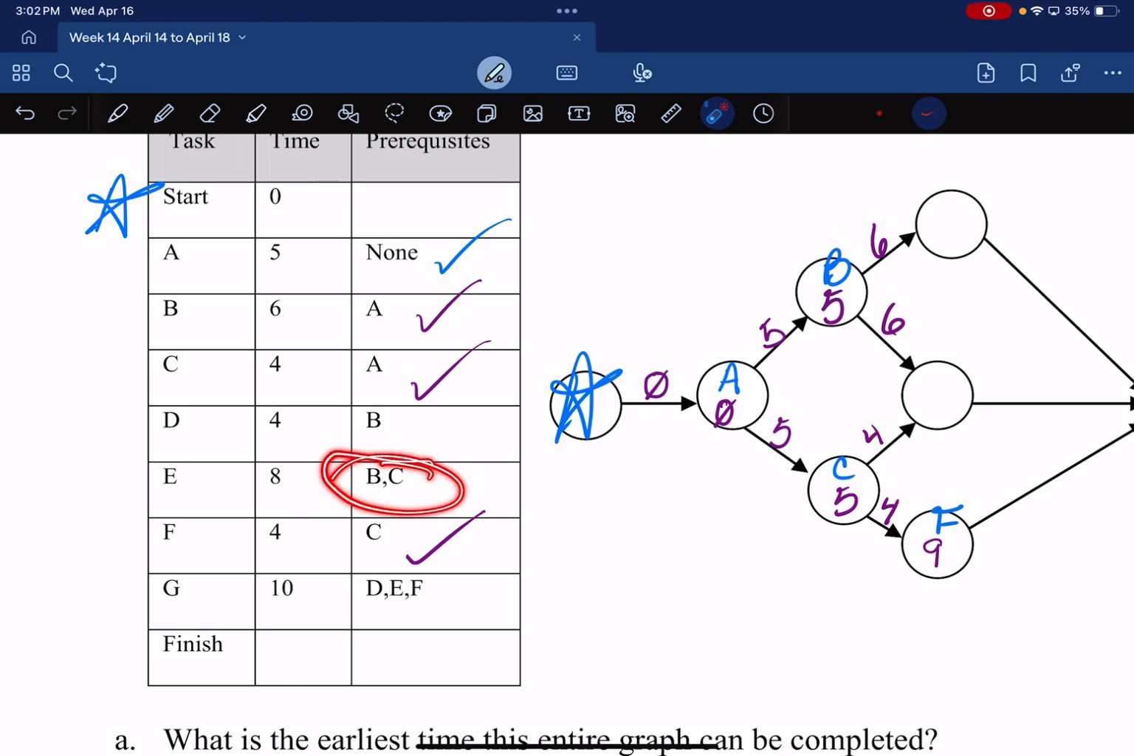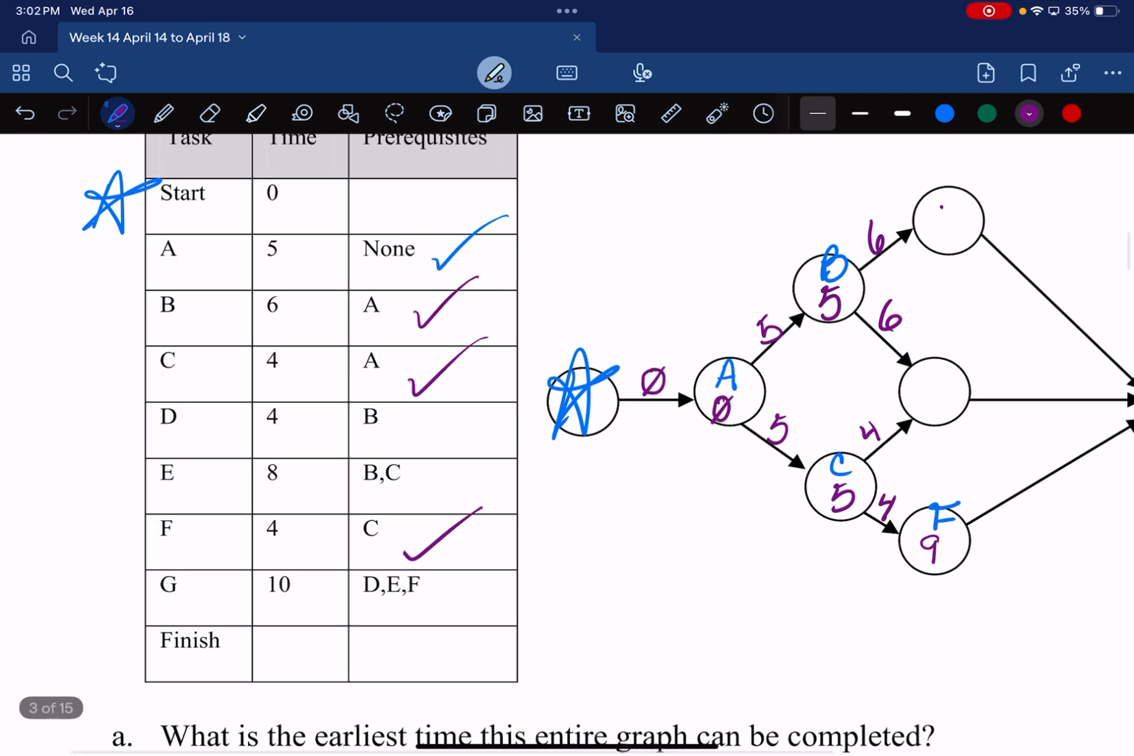Now, if we look here, E needs to wait before B and C get off. So that means F is going to get on stage before E, because E's still waiting for B to finish, because B is a bigger number than C. That means you can't start until that event ends. So if we're looking, B needs to lead us to D and E.